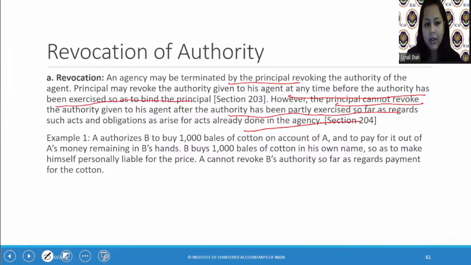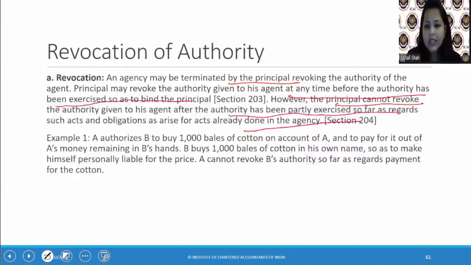So what is meant here? There are two situations. The common scenario is that the principal has authorized an agent to do something, and now we are talking about revocation of authority. One, the authority that was granted has not been exercised till date. So at any time before the authority is used or exercised by the agent, the principal can revoke the authority and the third party would be bound by it. If the authority has been revoked and it has been communicated to the third party, and still he enters into a contract with the agent, the principal would not be liable.